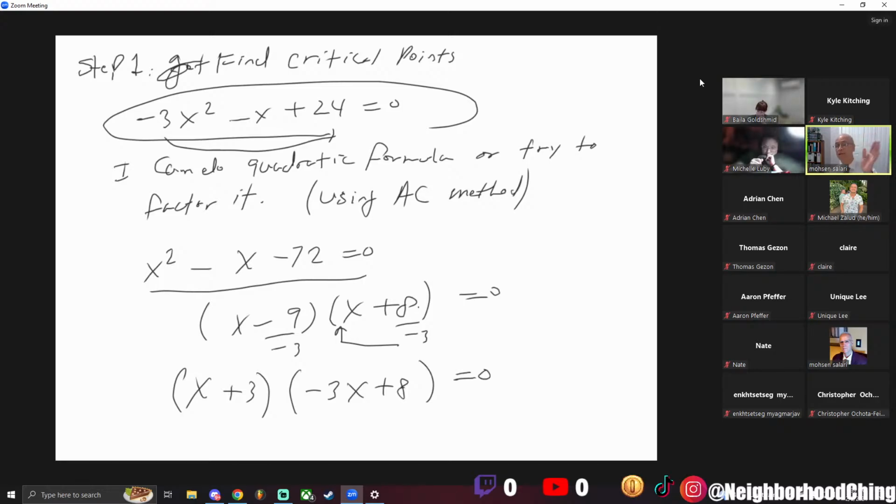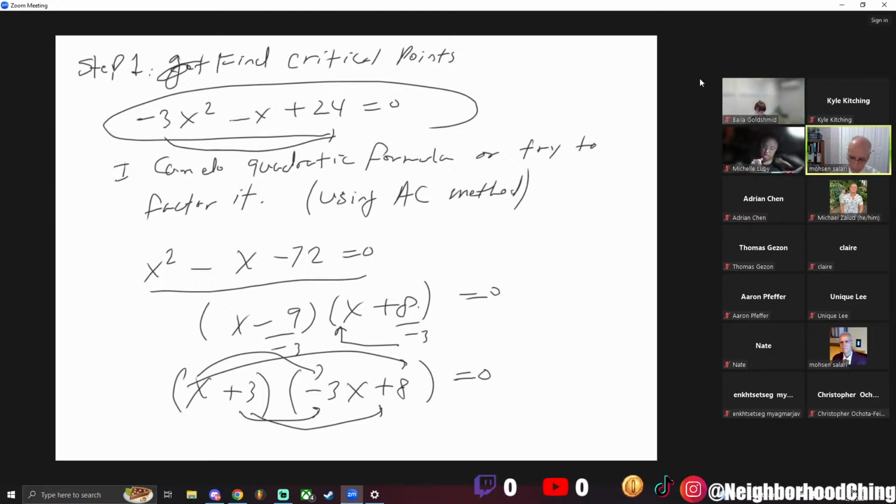Now, I'm going to test myself. Did I do this factoring right? Well, let's see. X times 3x is 3x squared. I'm good. X times 8 is 8x. And then I have minus 9x, and 8x gives you negative x. That's good. And positive 3 times positive 8 is positive 24. So yes, my factoring was correct. So let's go to the next page.